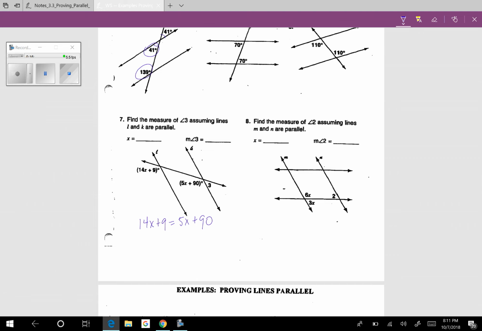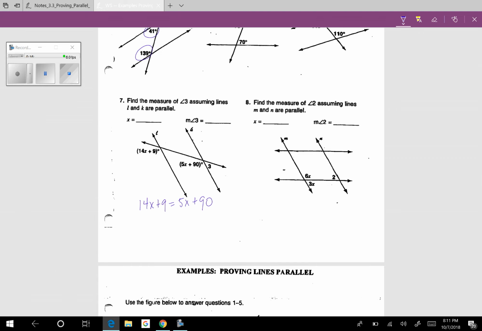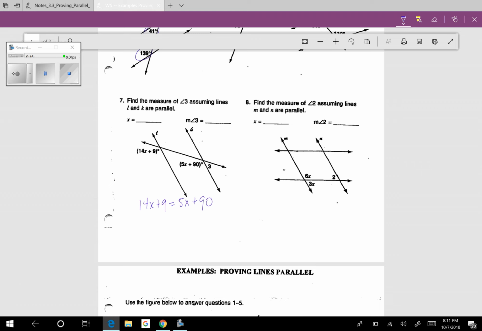Now let's solve for x. Get rid of this 5x first, so minus 5x on both sides. So we have 14x minus 5x is 9x plus 9 equals 90, minus 9 on both sides. Okay, 9x equals 81. Divide by 9 on both sides. X is equal to 9.